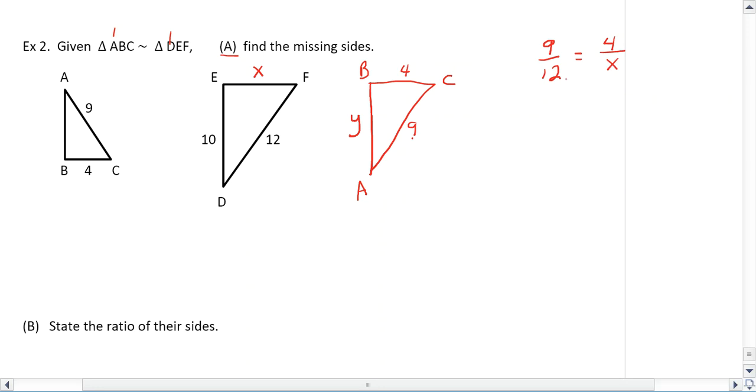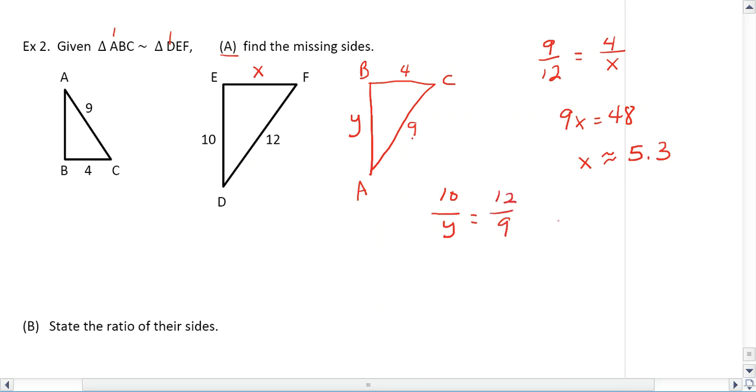And then if we cross multiply, we end up with 9x equals 48, which gives us x is approximately equal to 5.3. Now we also need to find the y, and I'll set this one up differently, but again, you just need to be consistent. So if I start with the big triangle, 10 is to y, so I have big triangle over small. 10 is to y as 12 is to 9.